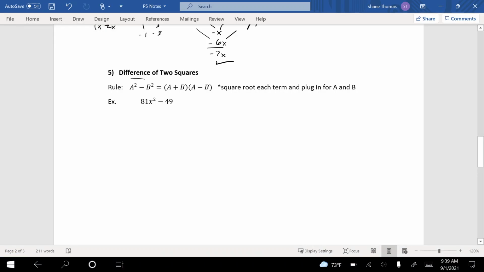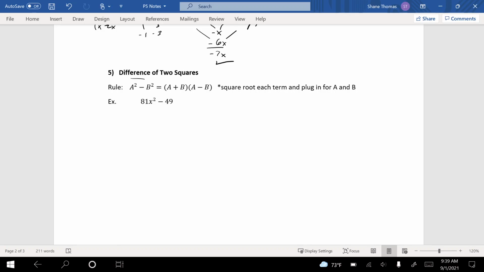A squared minus b squared. If it's in that form, it turns into a plus b, a minus b. So what you really need to do, just square root each term, and then plug in your a and b. So I have this example here of 81x squared minus 49. First off, 2 things you need to check. 1, is both terms a perfect square? Yes. Second thing, is there a subtraction in the middle? Yes, so we're in good shape.